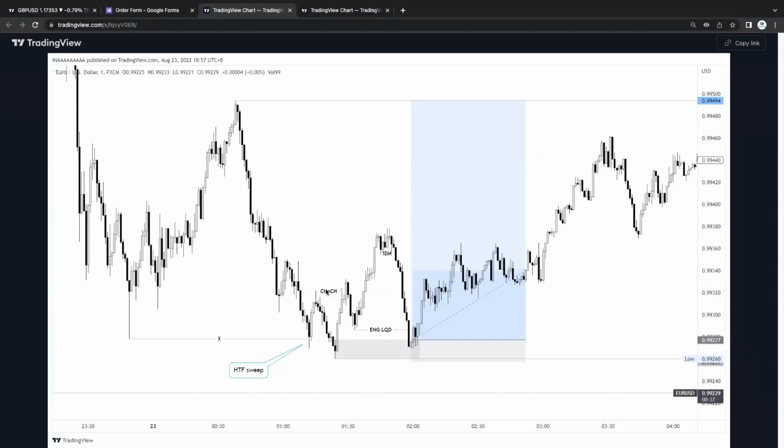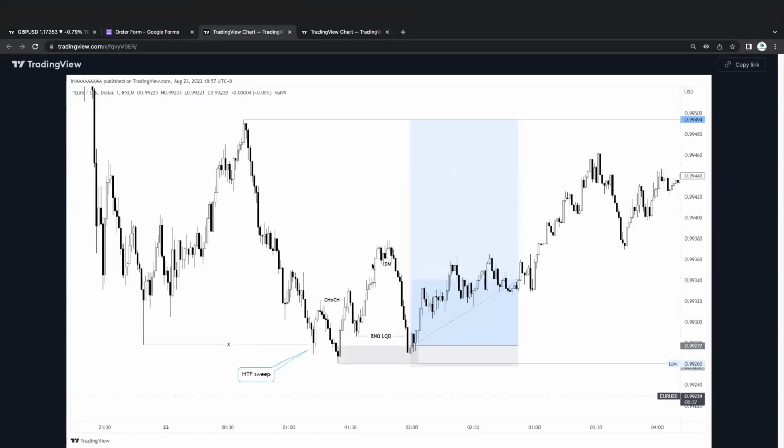So higher time frame sweep, change of character, engineering liquidity, inducement. Okay, perfect. So in this case, we can see two examples here. First, change of character. After change of character, we can buy on the inducement, which one is here. Let me mark one. This is your inducement. After taking out the inducement, we can also buy here, but this is low probability because this is our 50% chance.